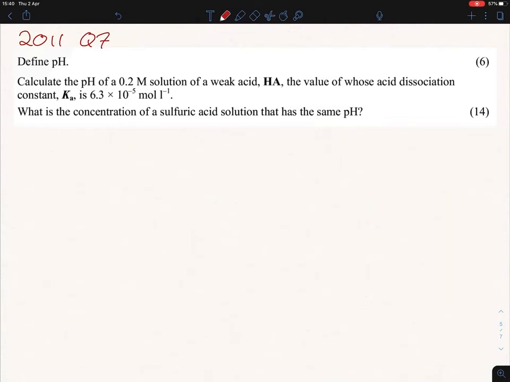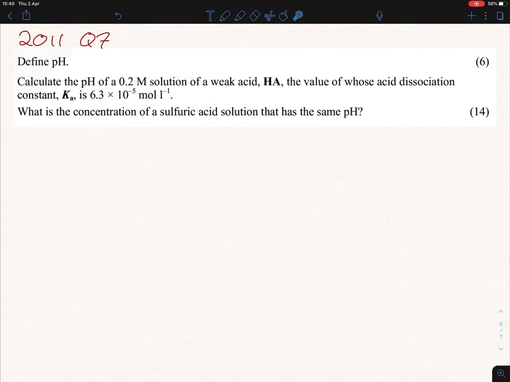Hi everybody, so today we're going to look at pH and indicators and continue on with these questions. So we're looking at 2011 question 7. Now I actually deleted some of this, so I'm only focusing on the maths part of the question. So there is more to this question than just what you see here, okay? But we're focusing on the maths for this one.